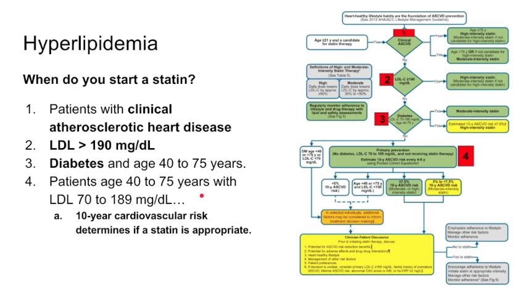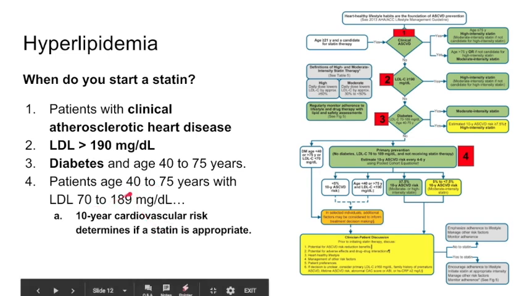And then finally, this was the controversial part of the guidelines. Patients between the ages of 40 and 75 with an LDL between 70 and 189, they're going to get a statin. So this is that primary prevention area, not of coronary artery disease, but of having a heart attack, having an MI. This is what we're trying to prevent with this age group, and this pretty much hit everybody, because for the most part, most people have an LDL greater than 70.